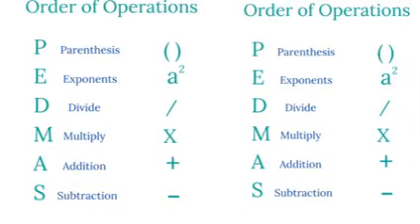The P is for parentheses. Parentheses means brackets. It's another name for brackets. The E is for exponential. Exponential is another way of saying powers. Then D is for division, which means to divide. M is for multiplication, which means to times or to find the product of numbers. A is for addition, which means plus or to sum. Then S is for subtraction, which means to minus or to take away.